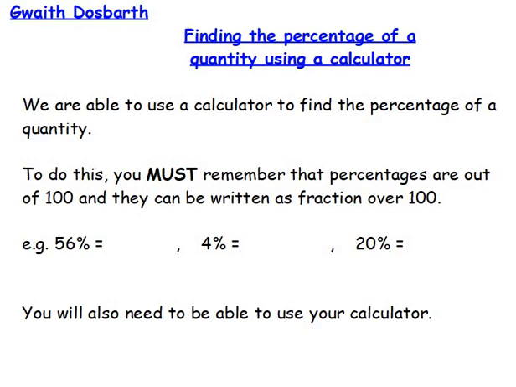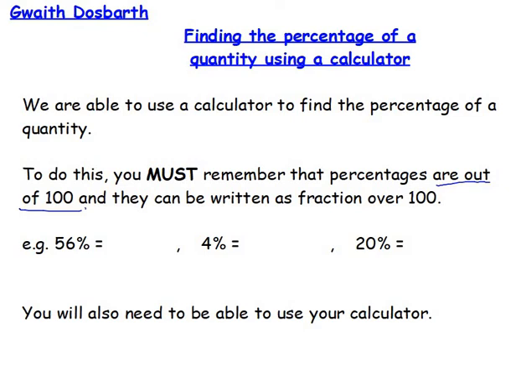In today's lesson we will be finding the percentage of a quantity using a calculator. We're able to use a calculator obviously to find the percentage of a quantity. To do this you must remember that percentages are out of 100. They're always out of 100 and they can be written as a fraction over 100.